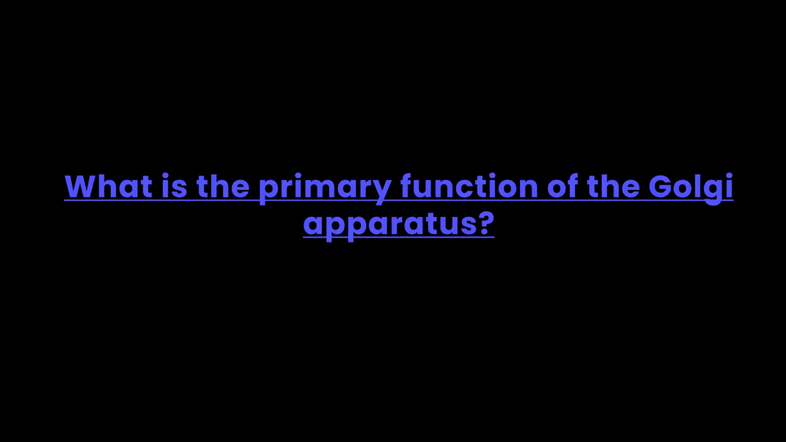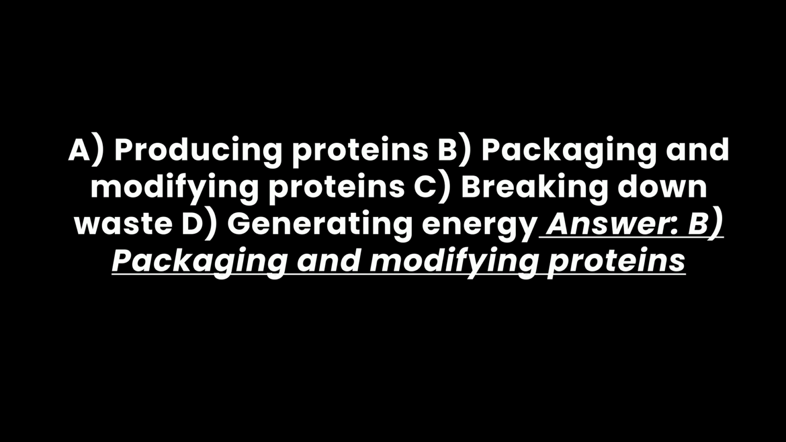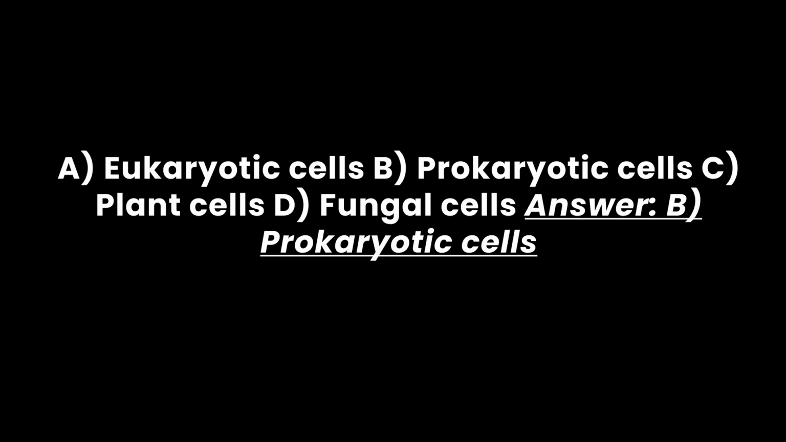Nucleus. What is the primary function of the Golgi apparatus? A. Producing proteins. B. Packaging and modifying proteins. C. Breaking down waste. D. Generating energy. Answer: B. Packaging and modifying proteins. What type of cells lack a nucleus? A. Eukaryotic cells. B. Prokaryotic cells. C. Plant cells. D. Fungal cells.